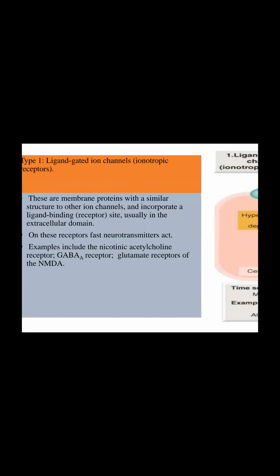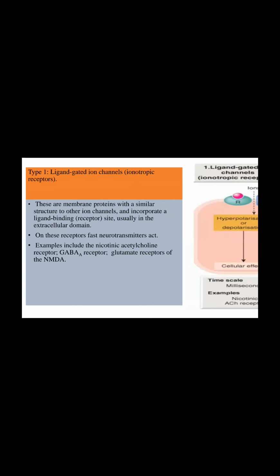So in ligand-gated, what happened? These are membrane proteins. Membrane proteins means they are present on the membrane layers. The proteins are present on the surface with structures similar to other ion channels and incorporate a ligand-binding receptor site, usually in the extracellular domain. Extracellular means outside the cell, on the surface of it. On these receptors, fast neurotransmitters act. Means acetylcholine would be present over there. The drug will come, get attached with acetylcholine and do the work.